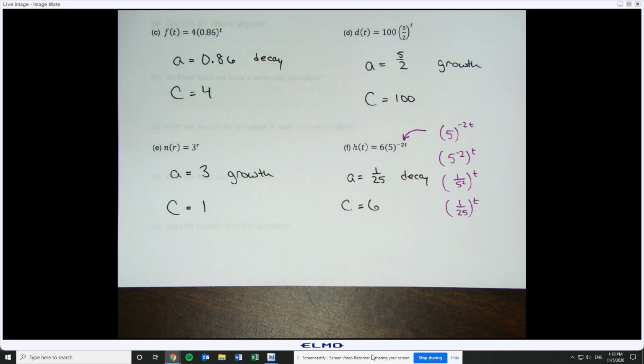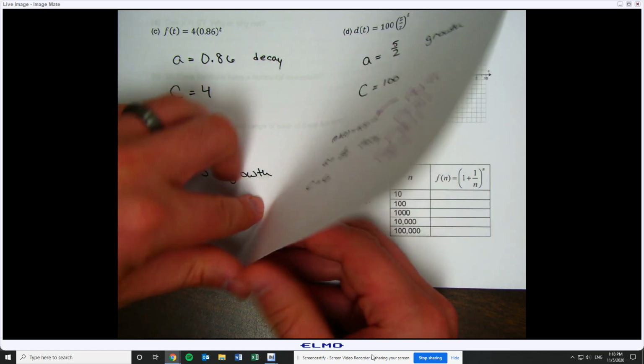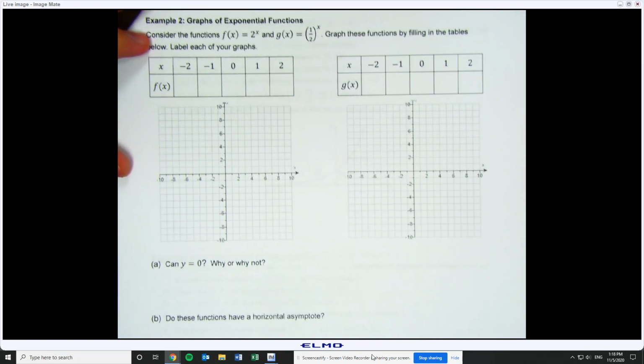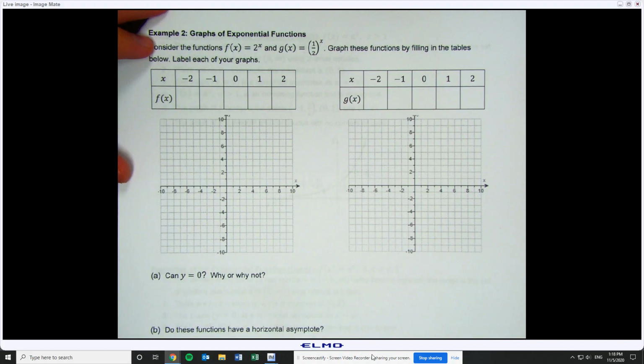Okay, so now we know what these look like in terms of functions, and we can figure out whether they're growth or decay based on the base. But I kind of want to take a moment and talk about where these come from in terms of a graph. It might make our life a little bit easier and help your understanding. So taking a look at our next one right here, I want us to build up to some properties.